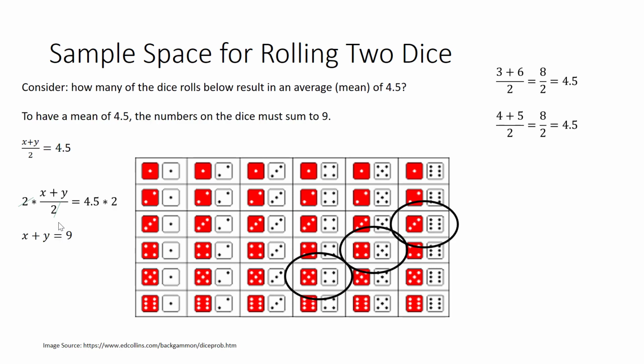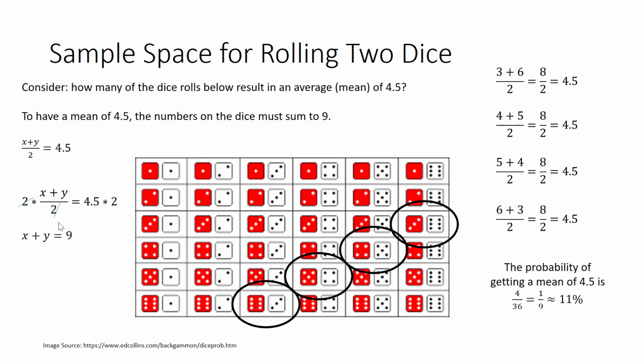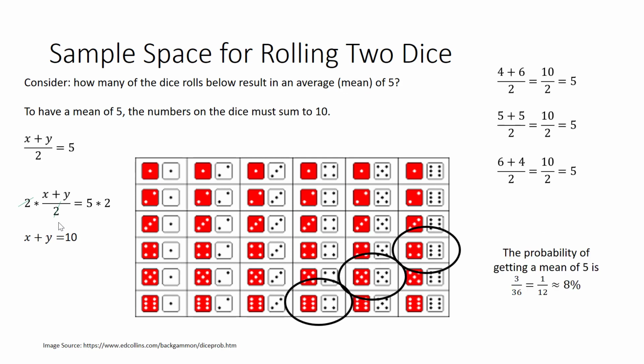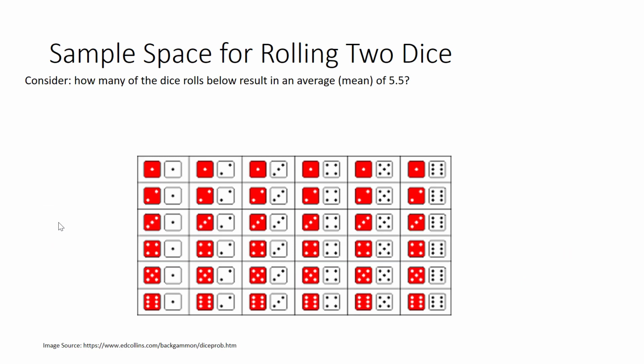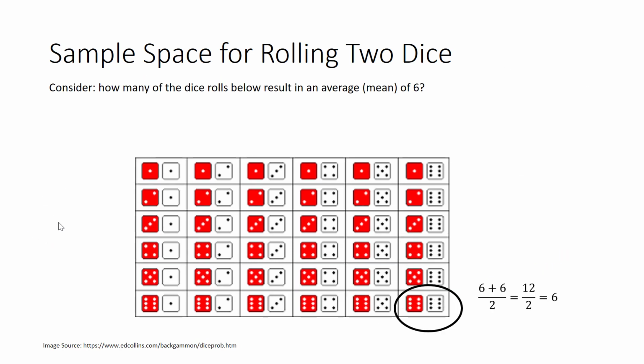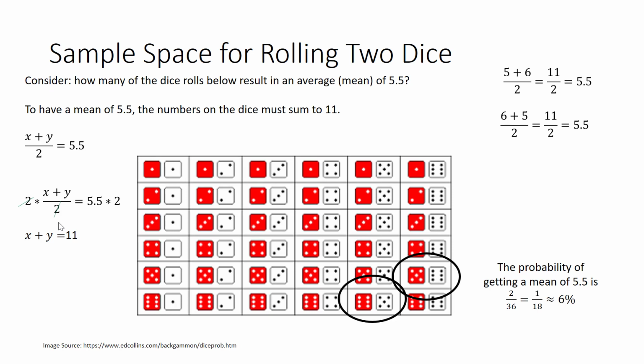Again, if we want an average of 4.5, there are only 4 different ways that we can get an average of 4.5 or a sum of 9, which gives us a probability of about 11%. Okay, then if we want a sum of 10 or an average of 5, there are 3 different ways that can occur. To get a sum of 11 or an average of 5.5, there are only 2 ways that can occur, which gives us a probability of 6%.